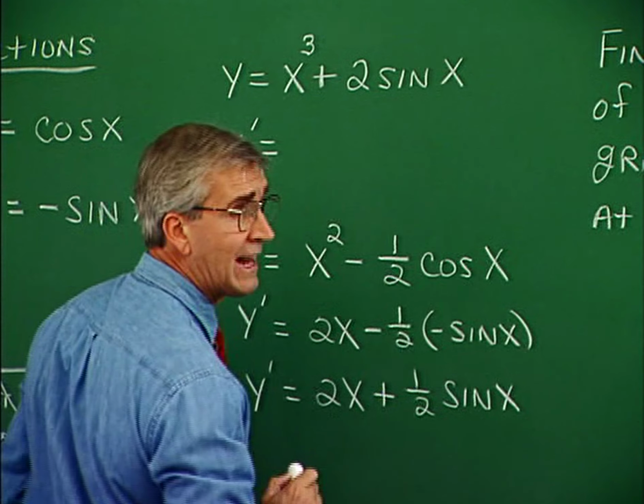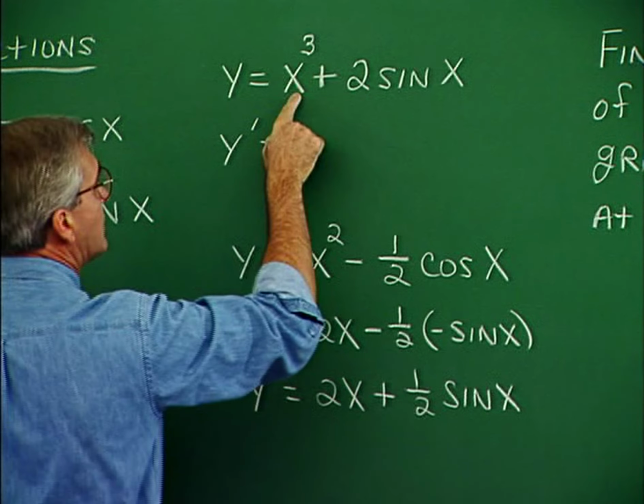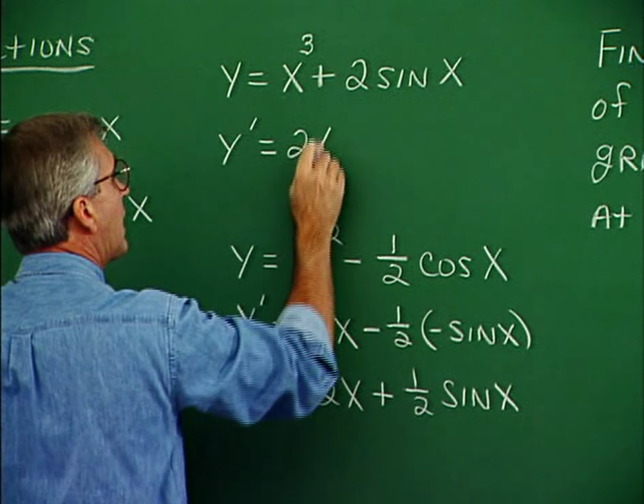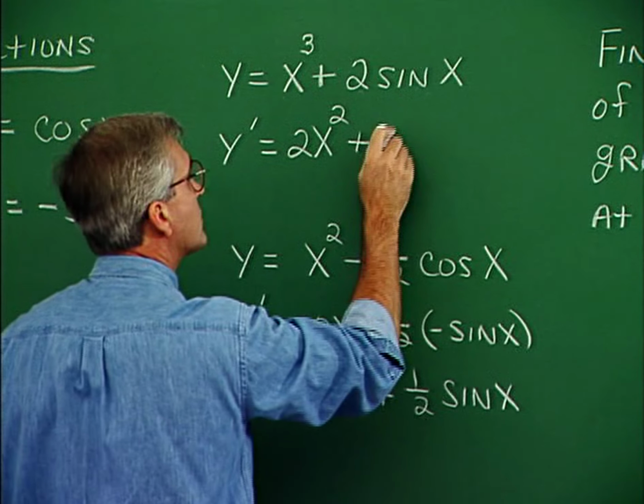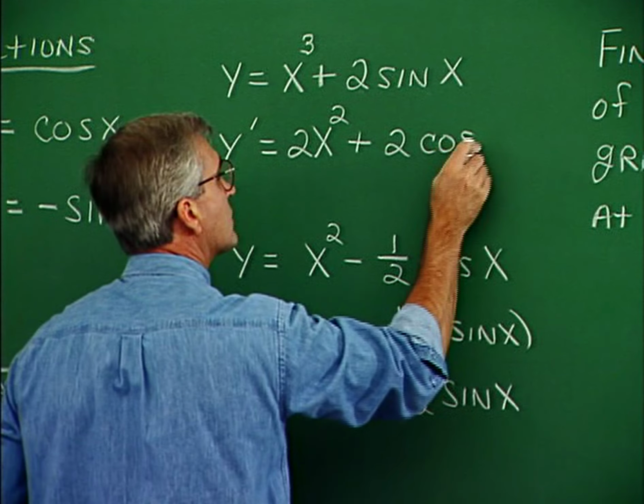What's the derivative of that term? We're going to add the two terms. So let's see, the derivative here would be 2x squared, and the derivative of this, now using our constant multiple idea, is 2 times the derivative of sine, which means 2 times cosine. So this is just 2 cosine x.